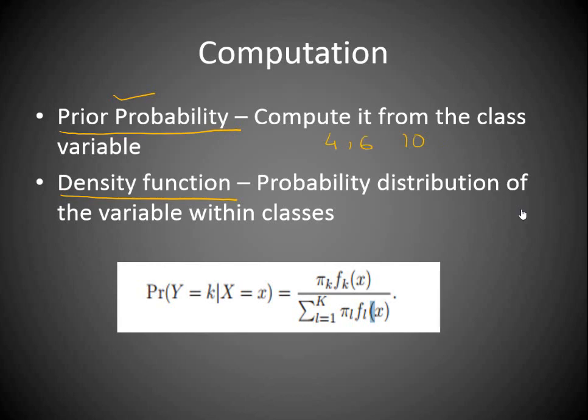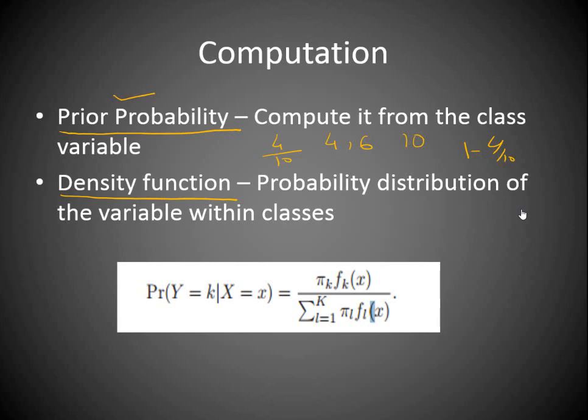So the prior probability is if you choose randomly from this population, what is the probability of finding a male? It's nothing but 4 by 10, right? And what is the probability of finding a female if you randomly pick somebody from this population? It's nothing but 1 minus 4 by 10, which is 6 by 10. That's the prior probability, which you can compute directly from the data. The next one is the density function. You can compute the density function from the explanatory variable that is available with you.